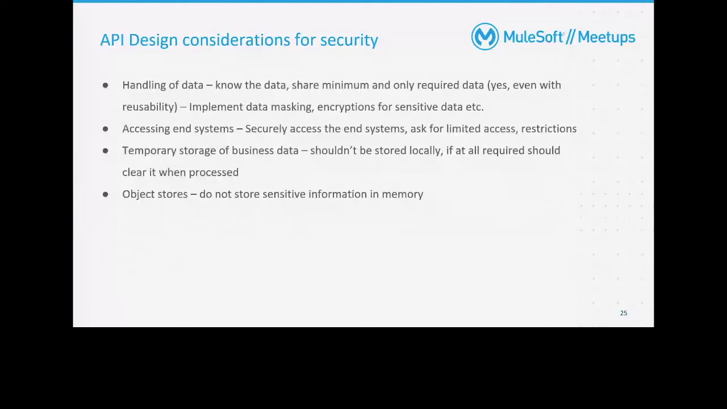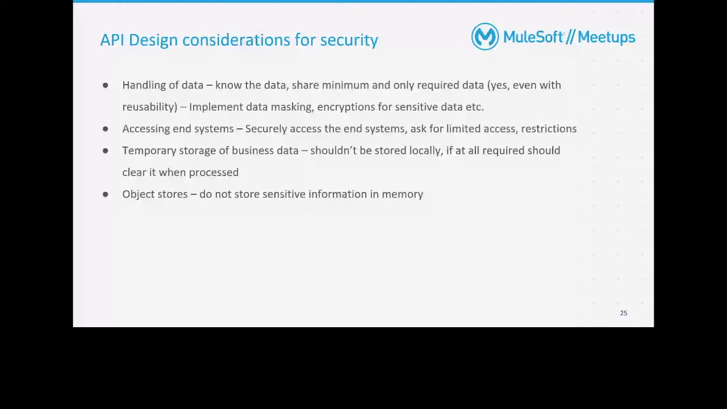And when accessing end systems, again, this may be out of our control. But if you're accessing an end system through APIs, you don't necessarily need entire, full access. You don't need access to all the tables, if it's a database, or access to all the files on that location. So whoever is providing this access has to be made aware that you just need what you require for this integration. This will also limit the risk, and it will also protect the data that is being shared across.